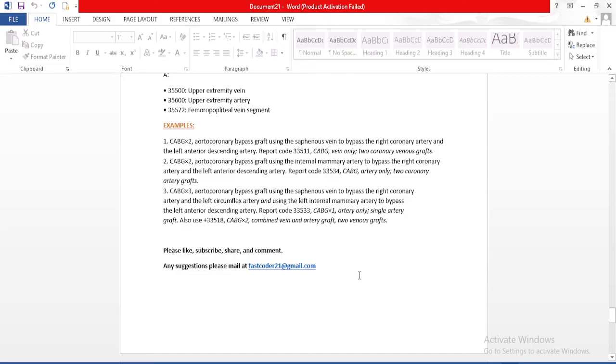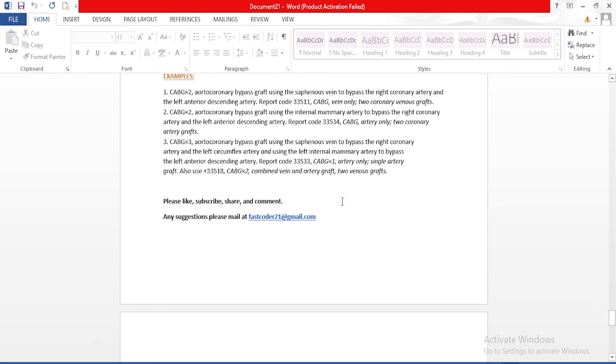Next question, CABG times 2. Aortocoronary bypass graft using the internal mammary artery to bypass the right coronary artery and the left anterior descending artery. Report code 33534, CABG artery only, two coronary artery grafts. Why? Because here the physician has used the internal mammary artery to bypass the right coronary artery and the left anterior descending artery. So here the physician has used only artery. So we need to code 33534, which denotes two arteries the physician has used.